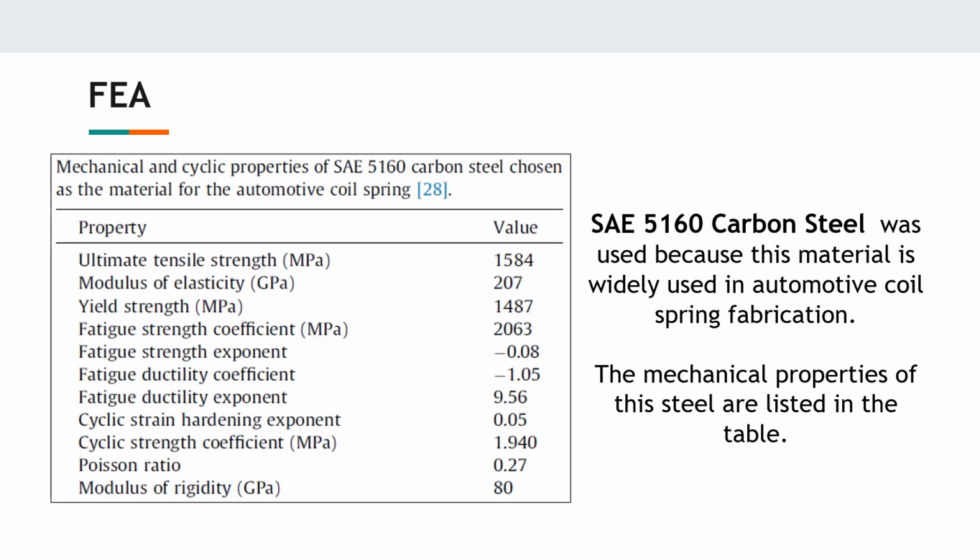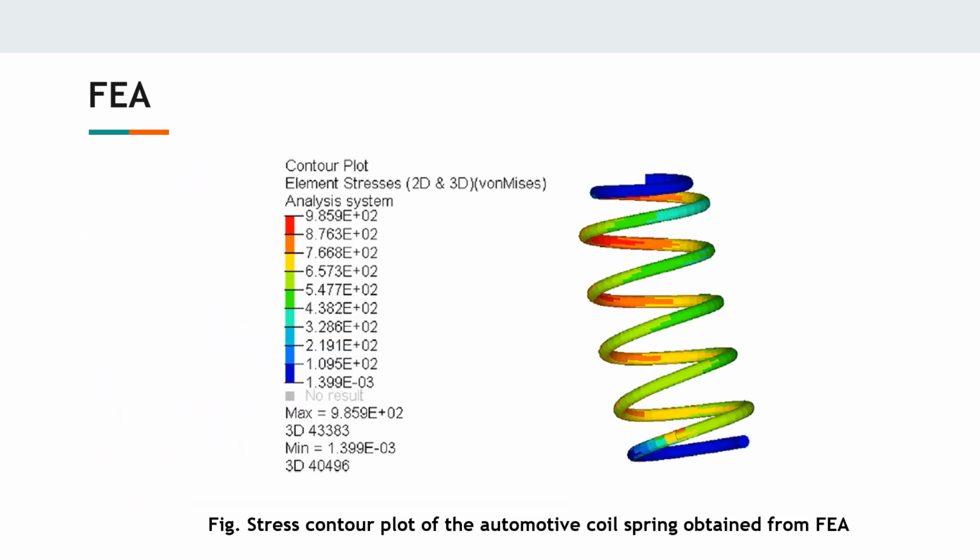SAE 5160 carbon steel was chosen as the material for the spring because this material is widely used in automotive coil spring fabrication. The properties can be seen in the table. Linear static analysis was conducted because the fatigue analysis was static and independent of time.